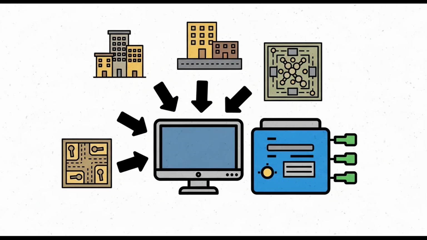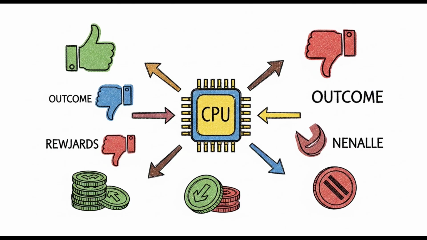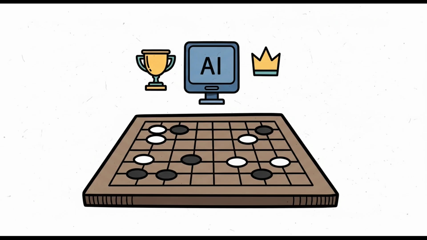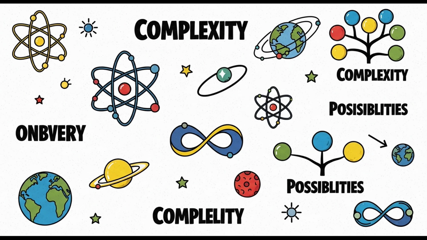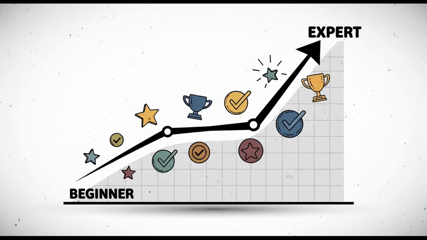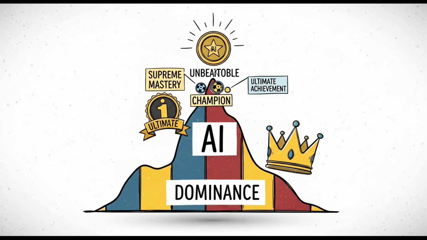The machine takes an action in some environment. It gets either a reward or a penalty based on the outcome. And over millions of attempts, it figures out the best strategy to maximize its rewards. This is how AI learned to beat the world champion at the board game Go, a game so complex that there are more possible moves than atoms in the universe. The AI played millions of games against itself, losing at first, then getting better, then getting incredible, until no human on Earth could beat it.